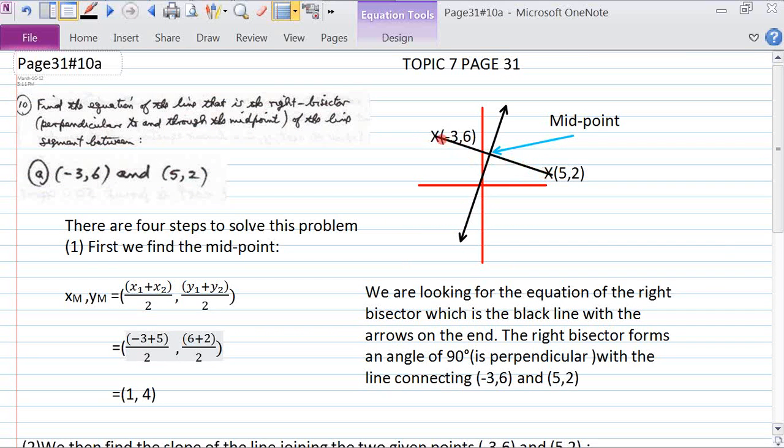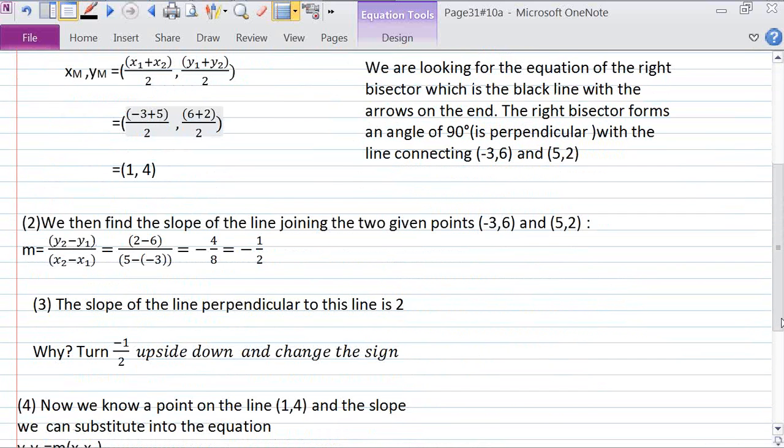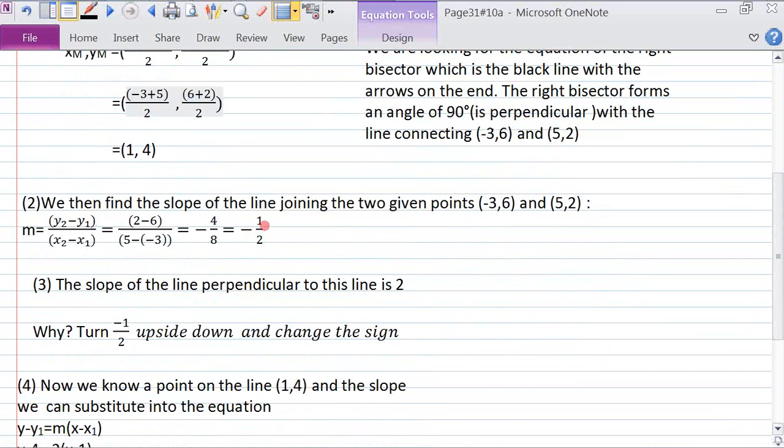We just calculated it. Now we need the slope of the perpendicular line. That's part number 3. We know the 2 of these hit each other at 90 degrees, so it's the right angle between the 2. So the product of their slopes, M1 times M2, is -1. Or what we can just do is take this one here, -1/2, turn it upside down, and change the sign. So turn -1/2 upside down and change the sign.